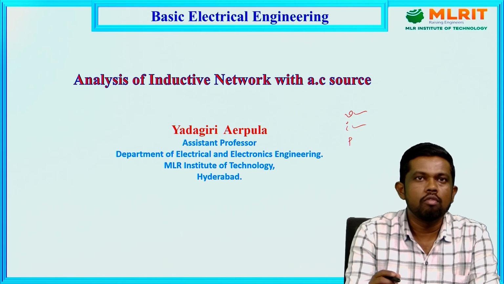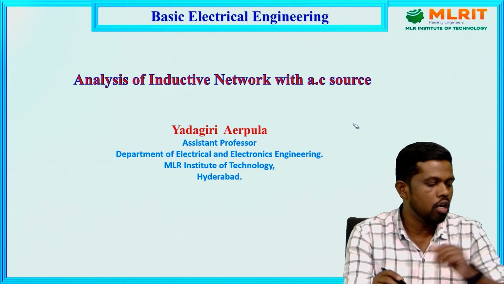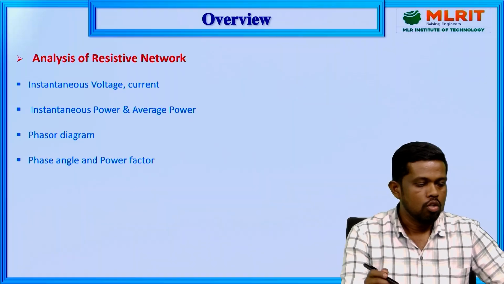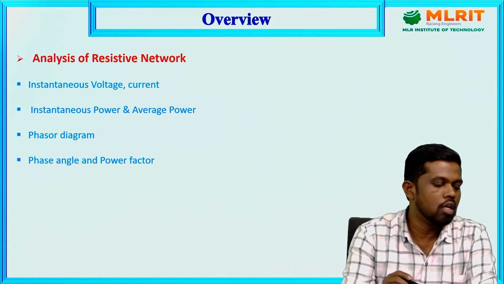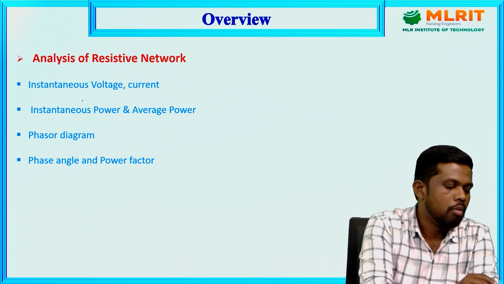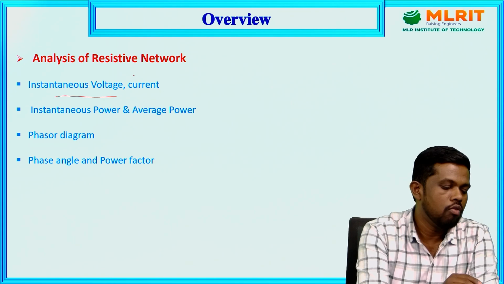In this session, we are going to discuss the analysis of the pure inductive network with the help of an alternating source or AC source. The overview of the session: we are going to deal with the instantaneous voltage of the inductor, and based on that, how much alternating current, in instantaneous terms, flows into the inductor coil.